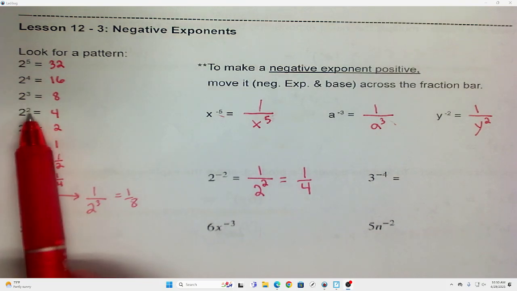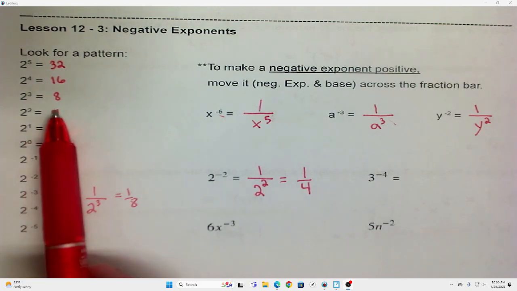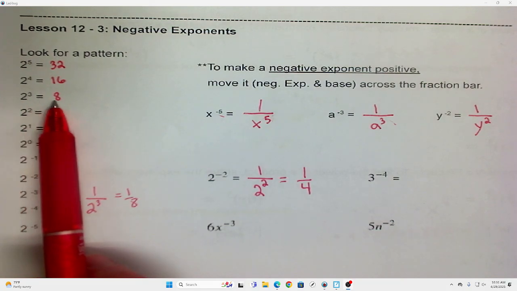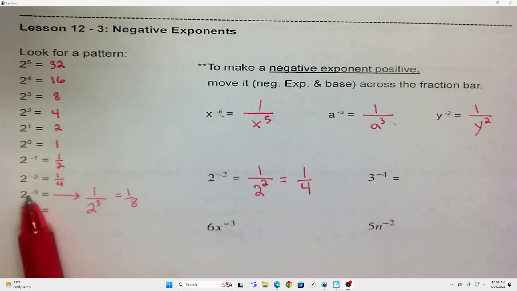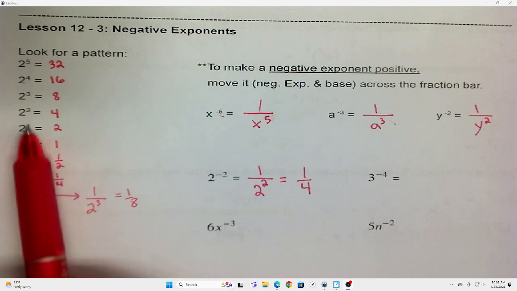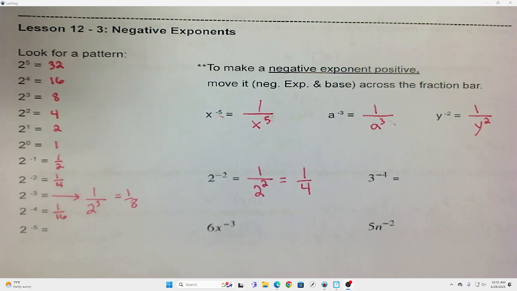But I can also show you this pattern. 2 to the second power is 4, but 2 to the negative second power, we take that 4 and we just put it on the bottom. 2 to the third power is 8. Well, 2 to the negative third power becomes that 8 on the bottom underneath the 1. So 2 to the fourth is 16. So 2 to the negative fourth would be 1/16. 2 to the fifth is 32. 2 to the negative fifth is 1/32. So that's what's happening there.